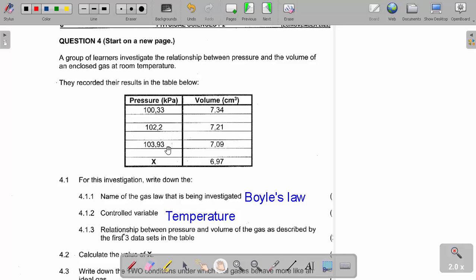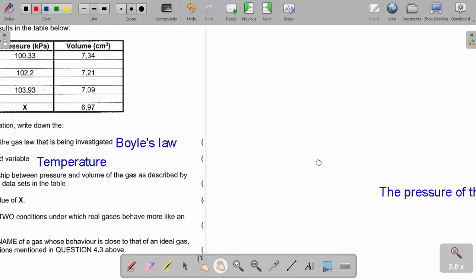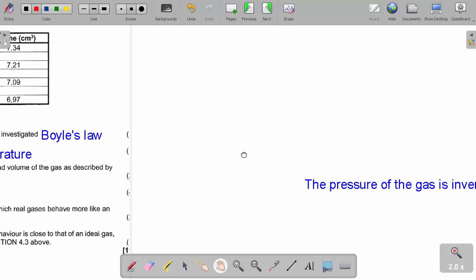You see it is increasing. What about the volume? From 7,3 to 7,2 to 7,0. So as the pressure increases, the volume decreases. In other words, pressure and volume are inversely proportional to one another. So what's our relation? We said that they are inversely proportional to one another.